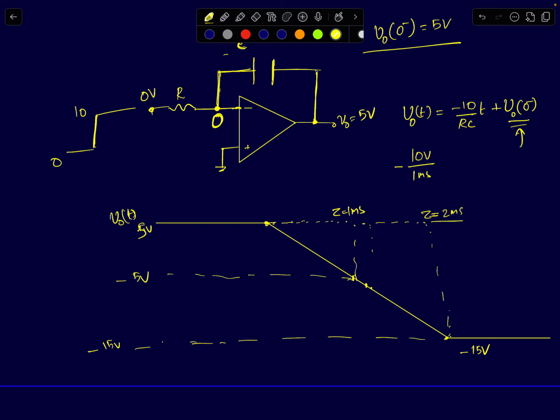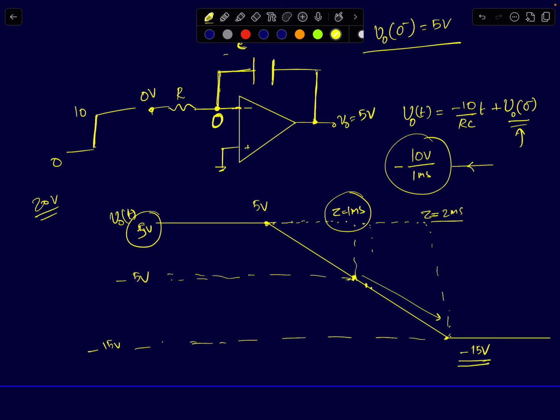For your output to saturate, it has to go to minus 15. You are starting at plus 5. So your output has to go from plus 5 to minus 15, which means the net change in the voltage is 20 volts. If your output is decreasing at the rate of 10 volts in 1 millisecond, to reach 20 volts you have to spend exactly 2 milliseconds. In 1 millisecond, if you start from 5, your output would have decreased by 10 volts, so your output will reach minus 5 volts. In another millisecond, another 10 volt decrease, you will reach minus 15 volts.